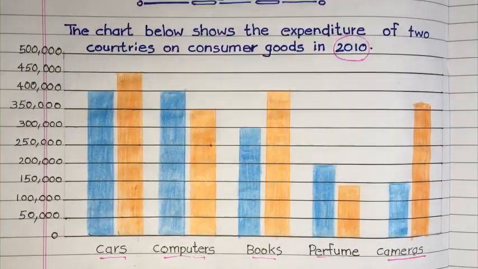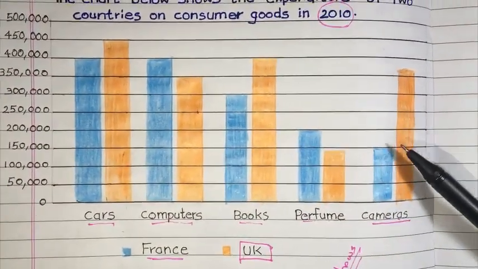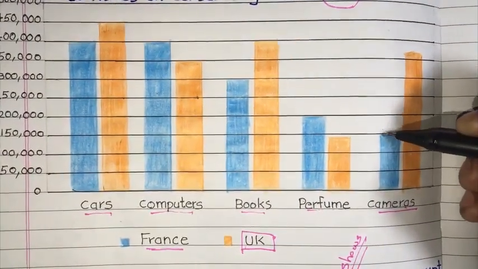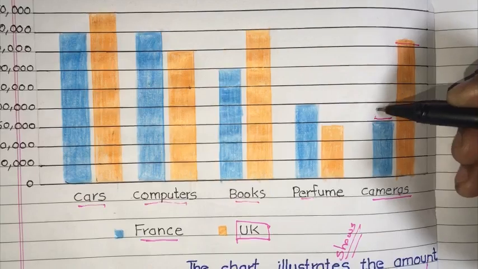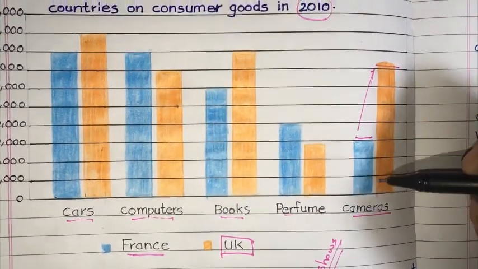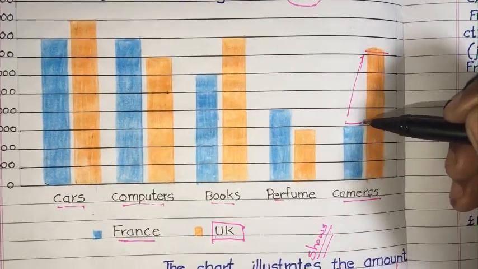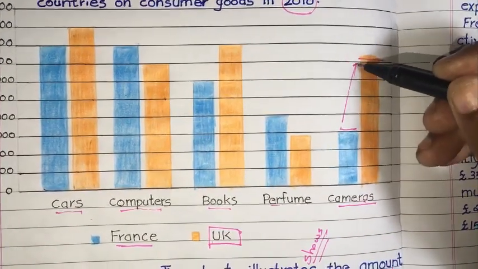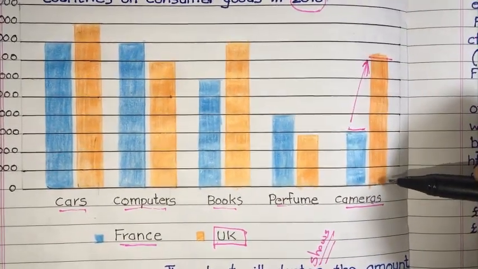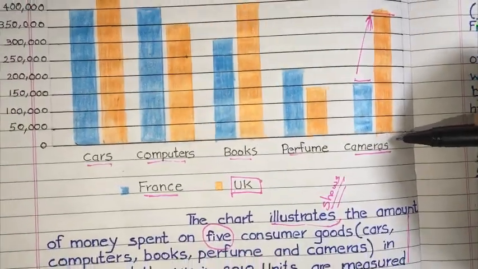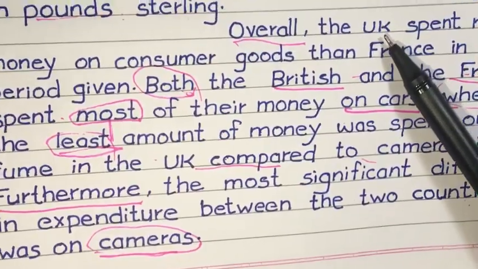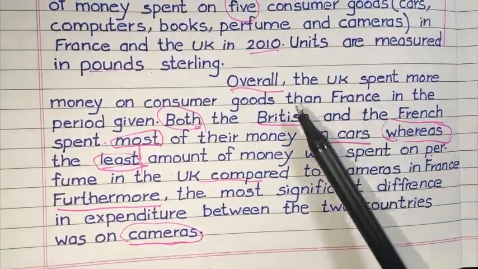As you can see, even if you don't know anything about bar charts, see the difference. This is a huge difference. You can see how much this costs and how much this costs. See the height. The UK spent a lot of money on cameras, whereas France spent the least amount on cameras. See, the difference is very clear-cut. So try to find some differences like this in your bar charts, which give more weightage to your scores. So this way we have covered the second paragraph. So you understood this part.